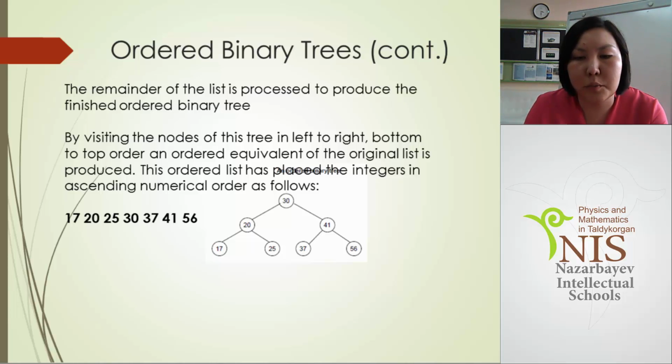The remainder of the list is processed to produce the finished ordered binary tree by visiting the nodes of this tree in left to right, bottom to top order. An ordered equivalent of the original list is produced. This ordered list has placed integers in ascending numerical order as follows. You can see that it is now ordered, starting from the list 17, then it goes 20, 25, 30, 37, 41, and 56. Therefore, it is called an ordered binary tree.